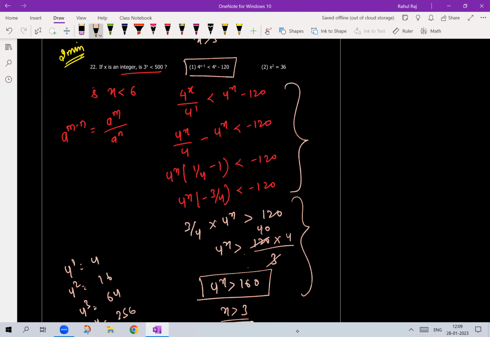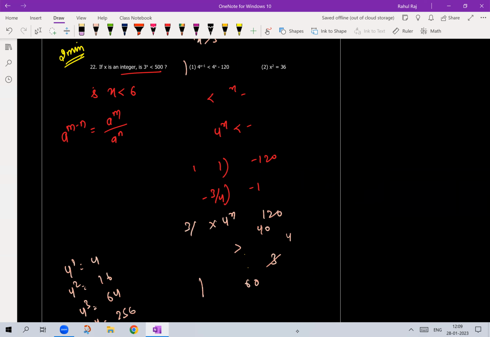When you finally come to 4x greater than 160, you'll have to think, when is this condition possible? It is only possible when x is greater than 3. I hope it's very clear. So don't think about all these things at all. Just look at the final solution, that is x is greater than 3.